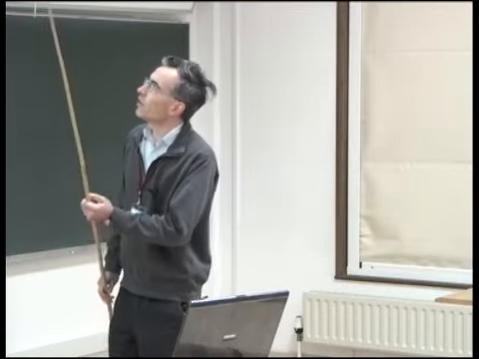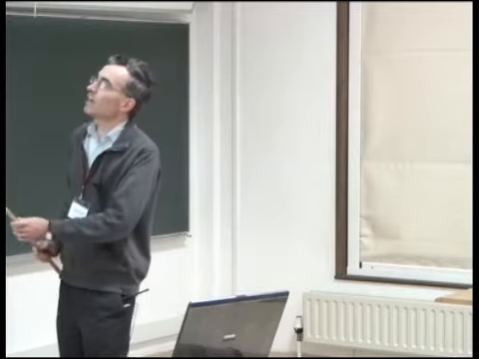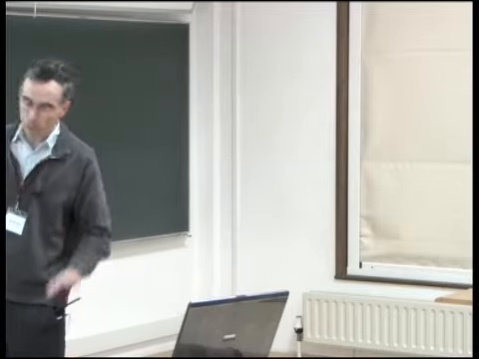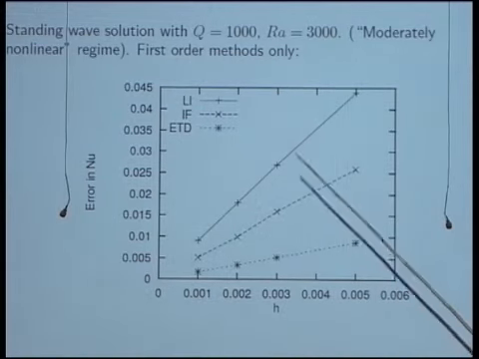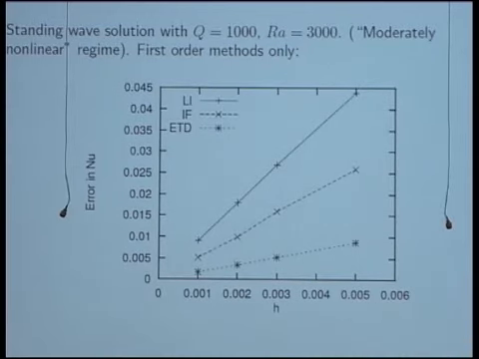So here are some tests looking at a standing wave solution. Fairly rapid oscillations, not very rapid in fact in this example, with a moderate value of this magnetic field strength parameter Q, in what are called the moderately nonlinear regime. Of course, how good these exponential methods are depends on what regime you're in. If you're very close to linear, in a very weakly nonlinear regime, these methods are very good indeed.